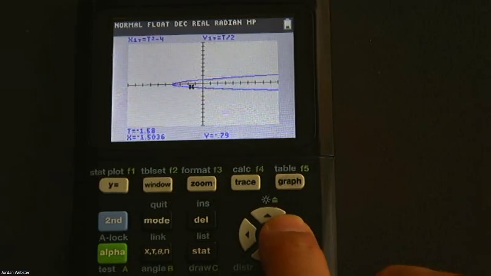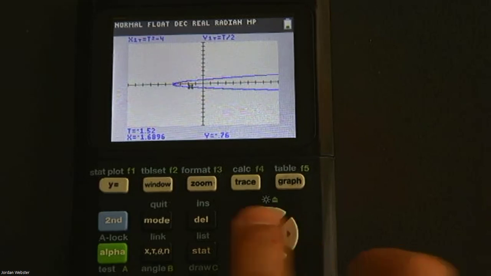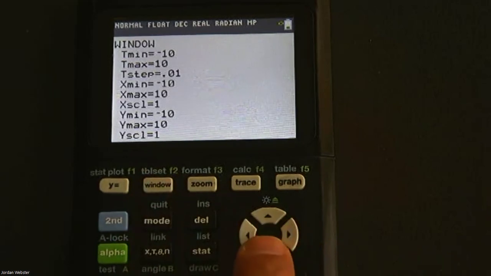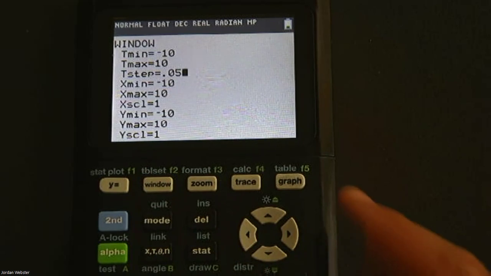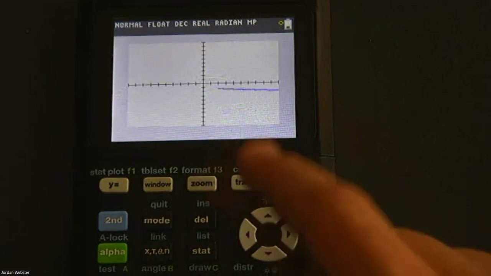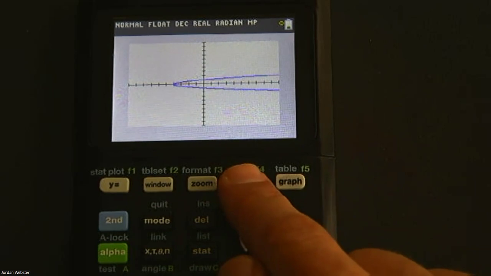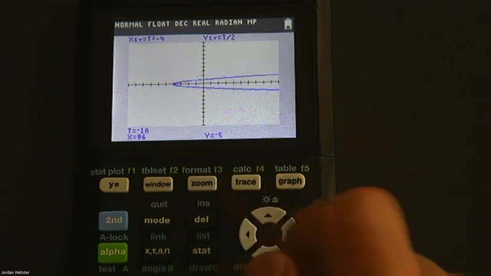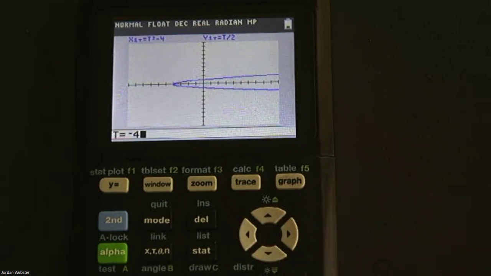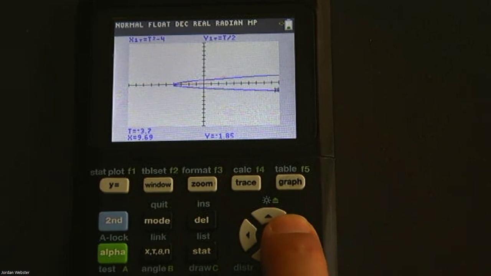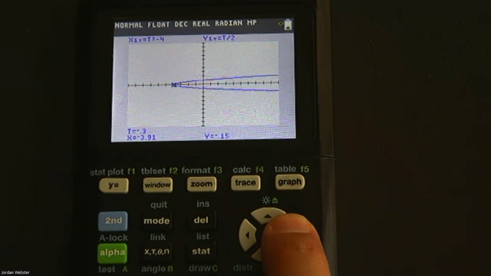Again, the reason it's taking so long is that when I was in my window, my t step was very small. If I made this a little bit larger, then first off, it's going to graph faster. And second, when I hit trace, my jumps are going to be 0.5 instead of 0.01. So there you go. That's how to graph in parametric mode.